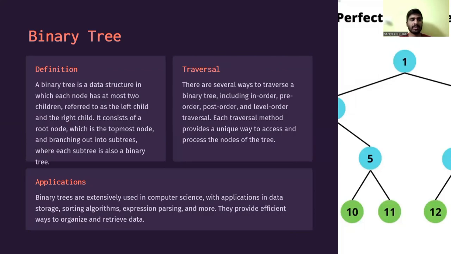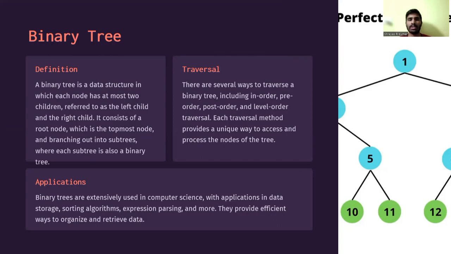Binary tree. So, what's the definition of a binary tree? A binary tree is a data structure in which each node has at most two children, referred to as the right child and the left child. It consists of a root node, which is the topmost node, and branching out into subtrees, where each subtree is also a binary tree. Let's see the concept of traversal.